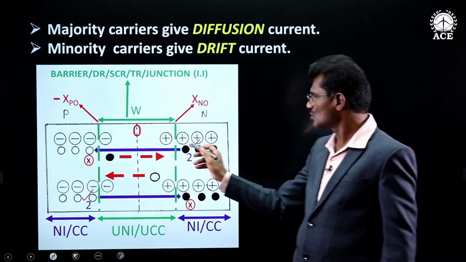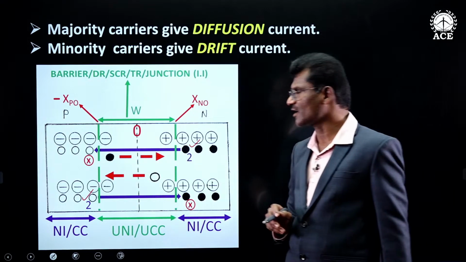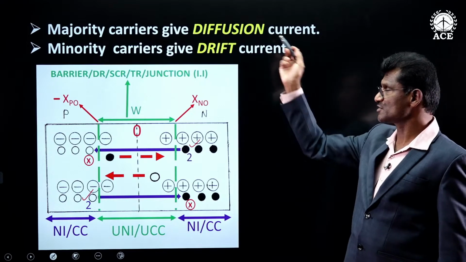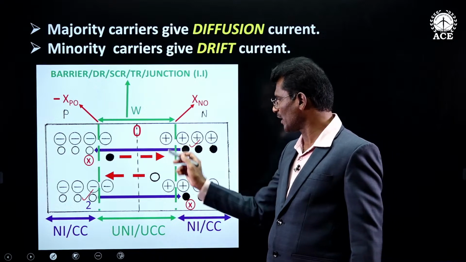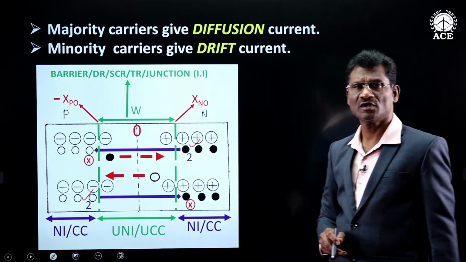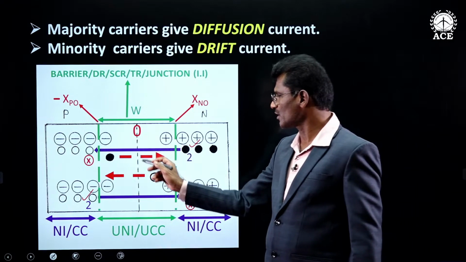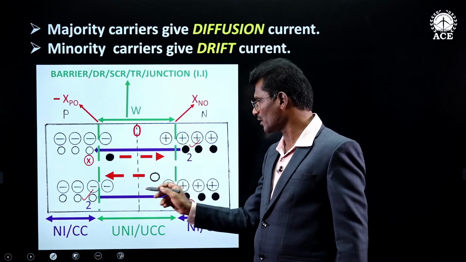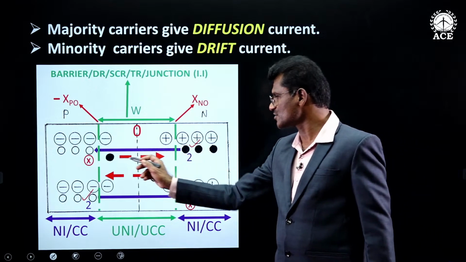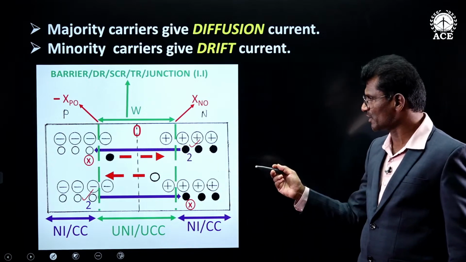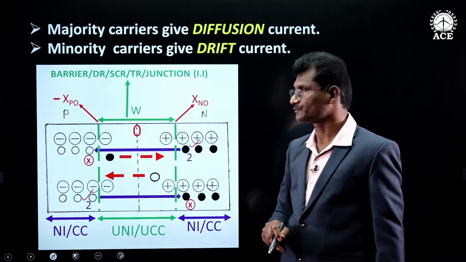As of now, the solid violet color arrow represents diffusion. The dotted red color arrow represents drift. So minority carriers are drifting, majority carriers are diffusing.